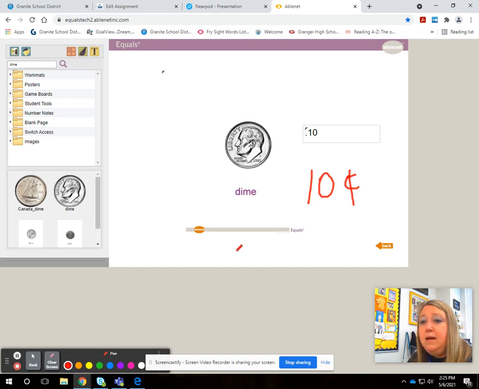Okay. Now the dime is the smallest coin by size, but it's not the smallest in amount. So it's actually worth more than the penny, even though it's tinier than the penny. Isn't that crazy? So the dime is worth 10 cents. It's important to remember that.